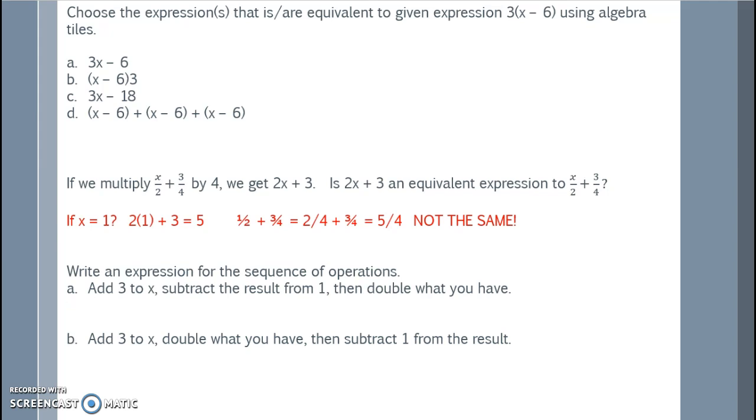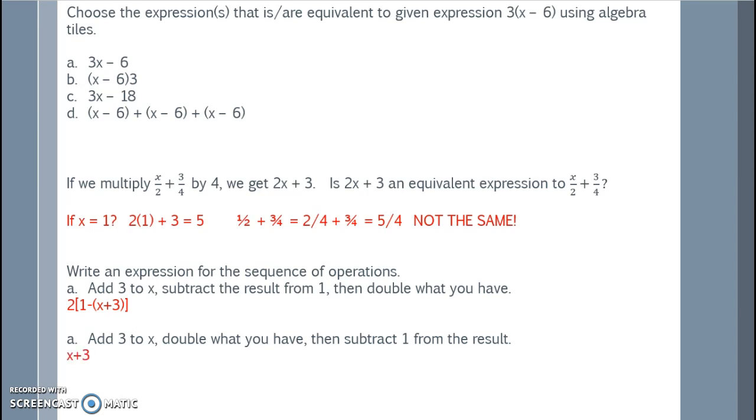All right, write an expression for the sequence of operations. Add 3 to x. Then subtract that result from 1. So whatever that result is, we want to take 1 minus whatever that is. Then we're going to double what we have.